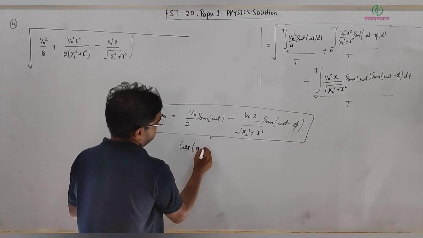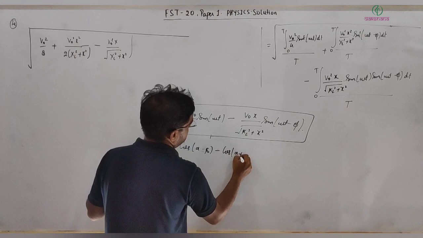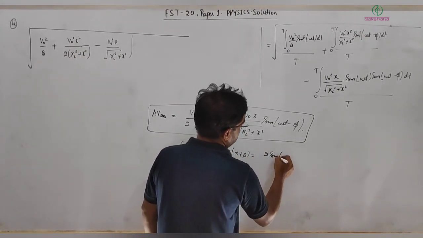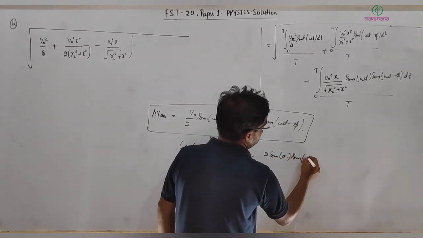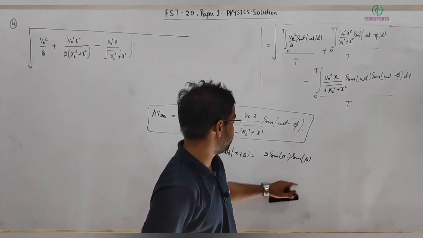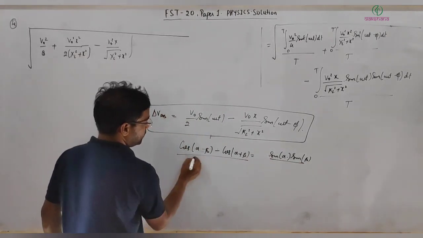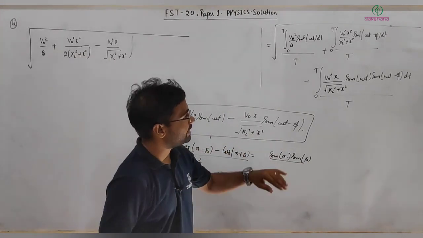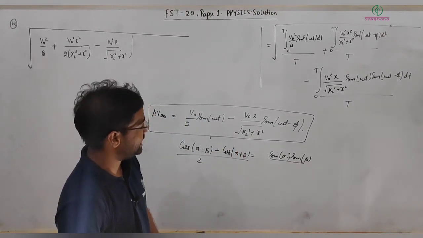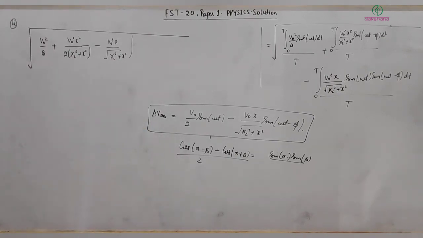Cos alpha minus beta minus cos alpha plus beta is equal to 2 sine alpha into sine beta. So alpha is your omega t, beta is omega t minus phi. That way I can write this quantity as alpha minus beta, then I will be getting cos phi minus cos of 2 omega t minus phi.